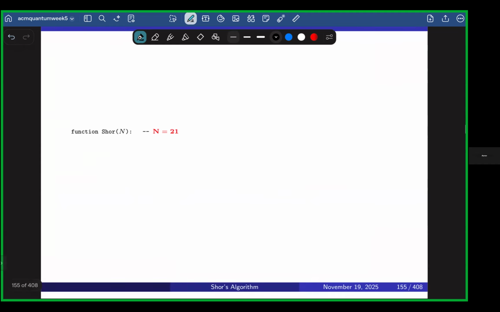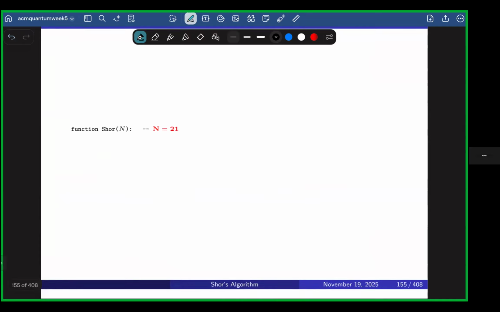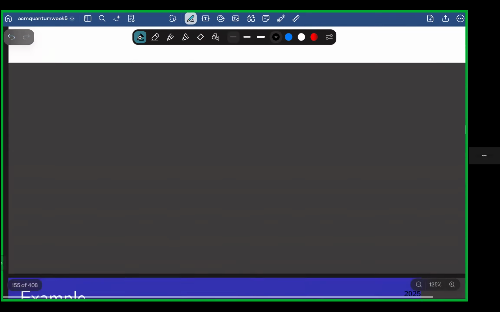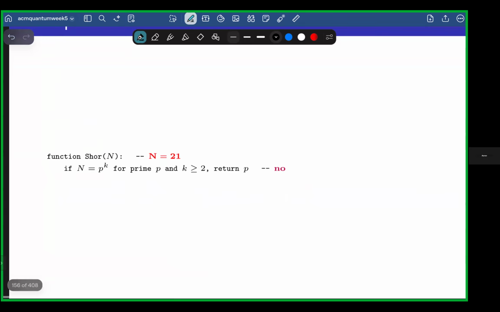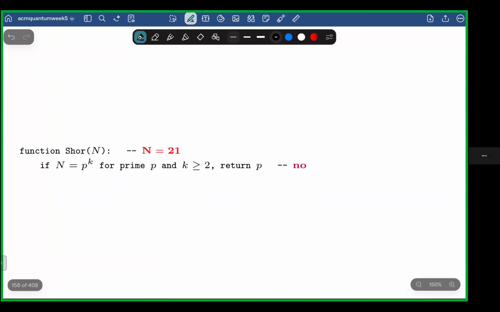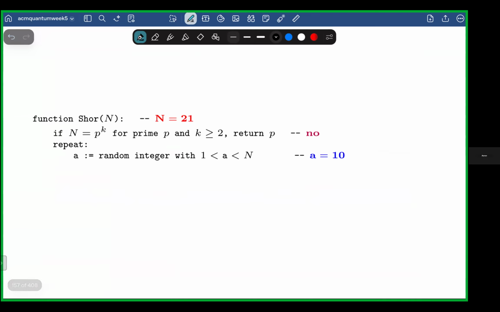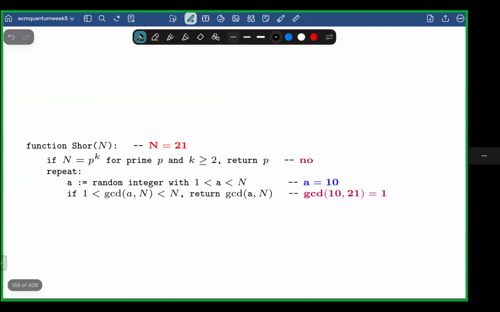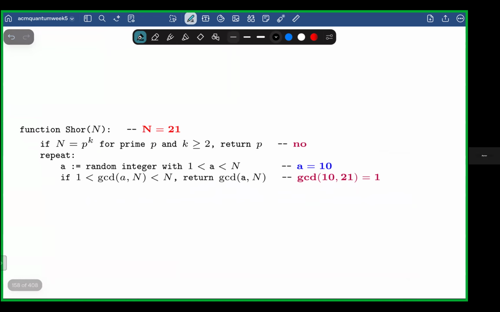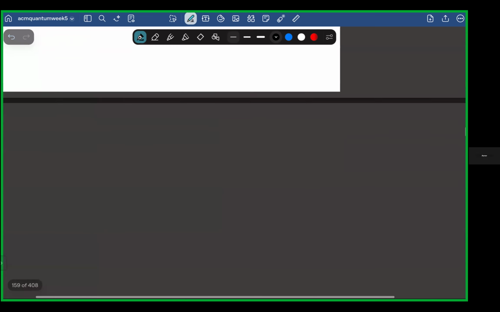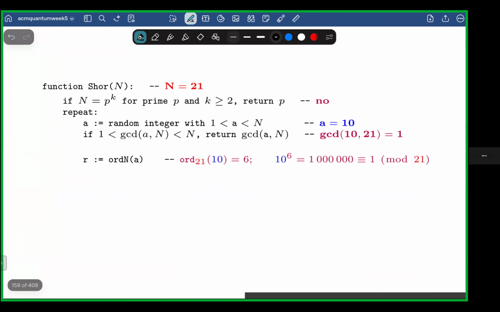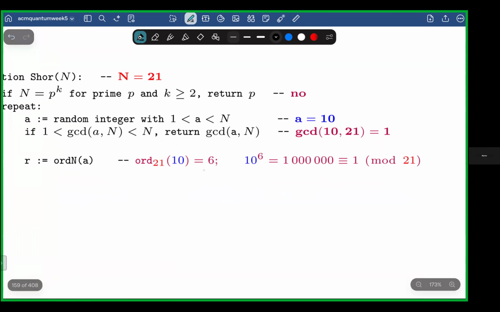Here it is in the pseudocode. You start with n equals 21. You test if it's a prime power, where the power is greater than 2. This is not the case, so we're not lucky, unfortunately. Then you pick a random integer. Let's say that integer is 10. You test the GCD to see if we already found a factor. The GCD is 1, so we haven't found a factor already. Then we find the order. We just said that the order is 6. We'll go over how to find that with Shor's algorithm. That's the definition of order.